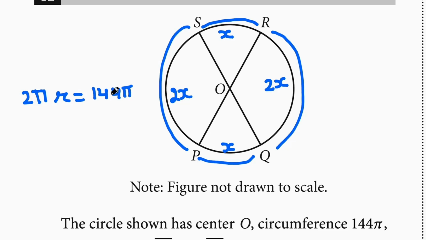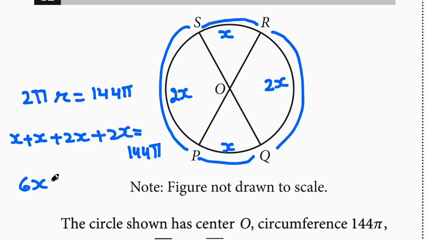So instead of 2 pi r is equal to 144 pi, I will write it as x plus x plus 2x plus 2x, because this is what the circumference is. If you take a thread and cover its boundary, how much length is required? So that is x plus 2x plus x plus 2x, which is actually 144 pi. So all these are like terms. x plus x is 2x, plus 2x is 4x, plus 2x is 6x. 6x is equal to 144 pi.